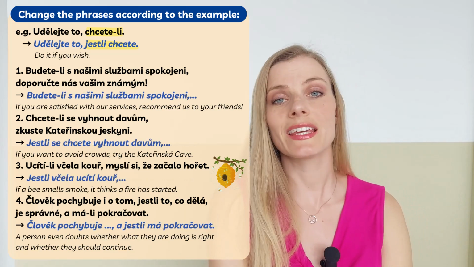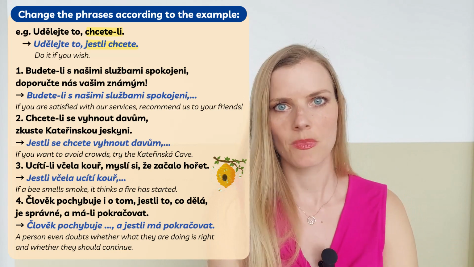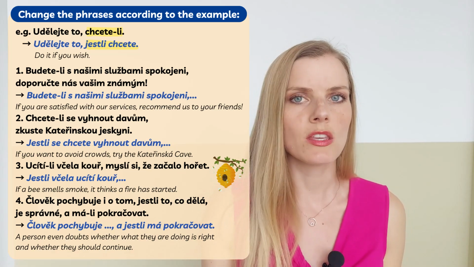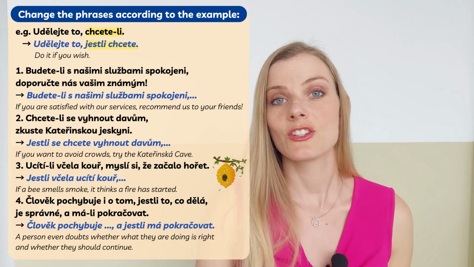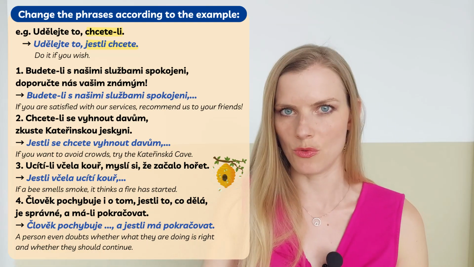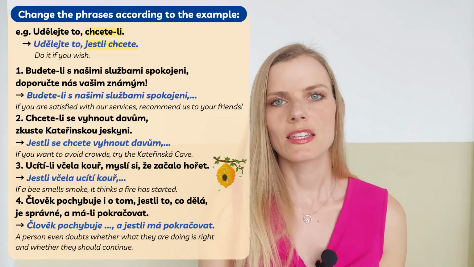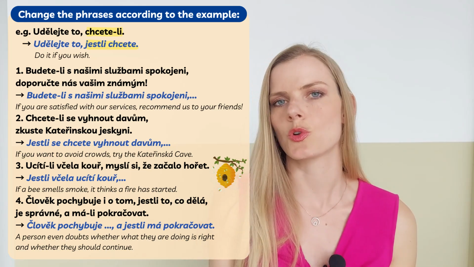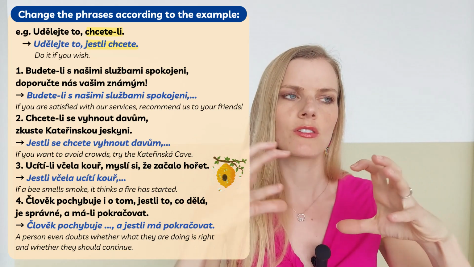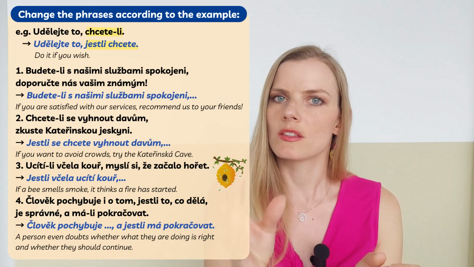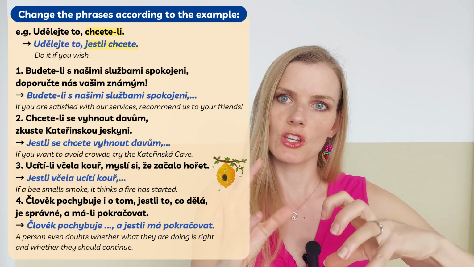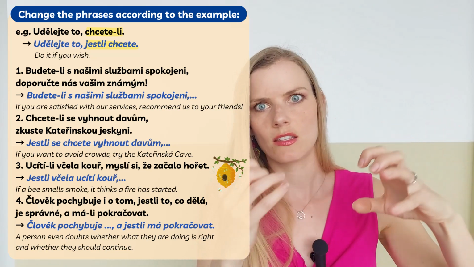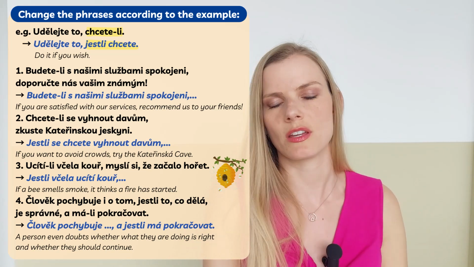Číslo 1. Budete-li s našimi službami spokojení? And the more modern version is jestli budete s našimi službami spokojení, doporučte nás vašim známým. Číslo 2. Chcete-li se vyhnout davům? And the other version would be jestli se chcete vyhnout davům, zkuste kateřinskou jeskyni. Notice the word order because chcete-li is considered as one word. So se would be in the second position. But if we change it and we use it with jestli, jestli is a separate word. Jestli se chcete vyhnout. So se is also in the second position.